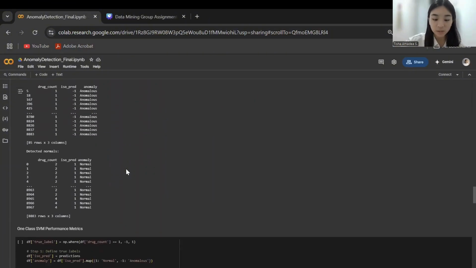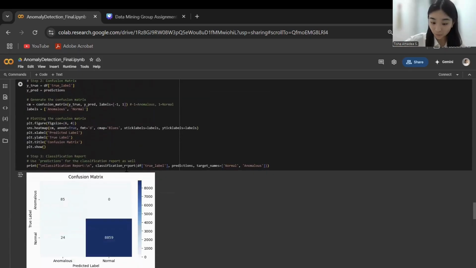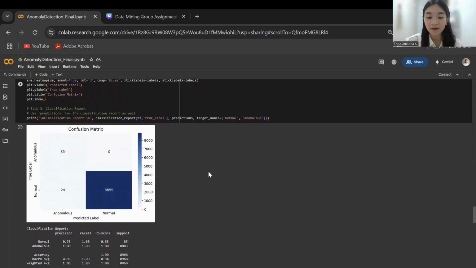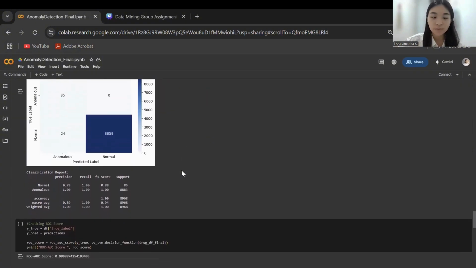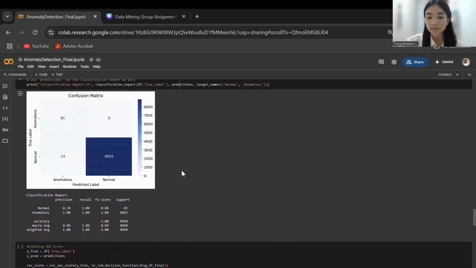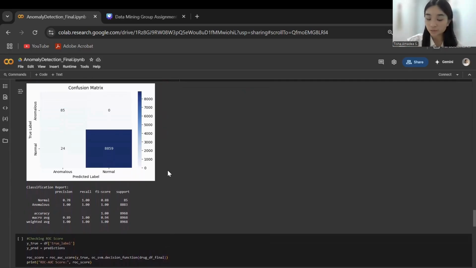The confusion matrix also showed a more realistic performance compared to isolation forest, with some normal records being misclassified as anomalous instead. The overall performance made more sense compared to isolation forest and would be more viable in real-world applications. 83 actual anomalous data points were successfully identified. However, 24 normal data points were flagged as anomalous instead. A total of 8,859 actual normal data points were also correctly identified, and 0 anomalies were classified as normal.